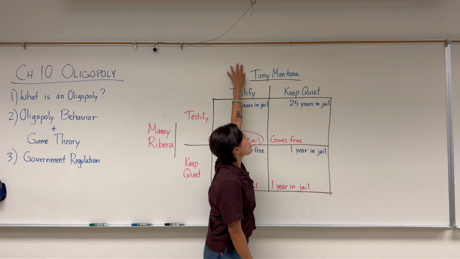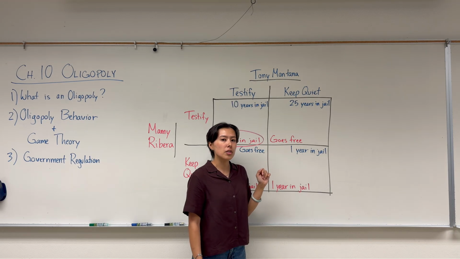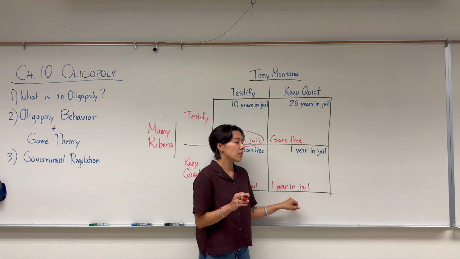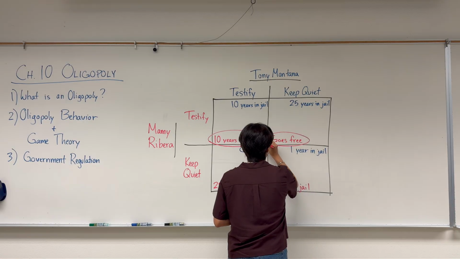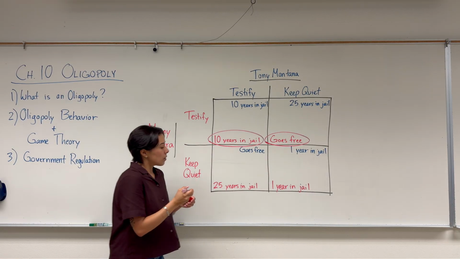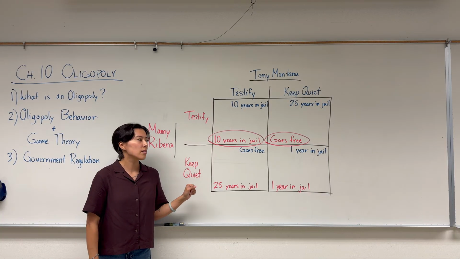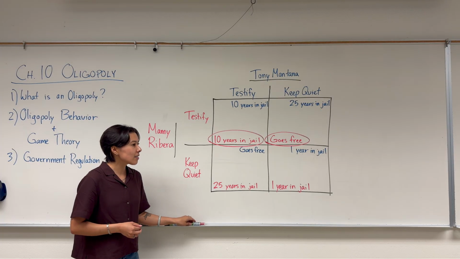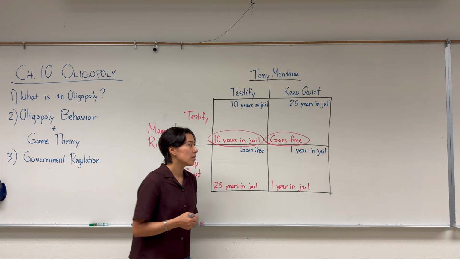Now, if Tony chooses instead to keep quiet, then Manny should still choose to testify. He can either spend 1 year in jail if he says nothing, or he can go free if he chooses to testify. So what we've said here is that no matter what Tony does, Manny should always choose to testify. And this has a special name. We call this a dominant strategy.